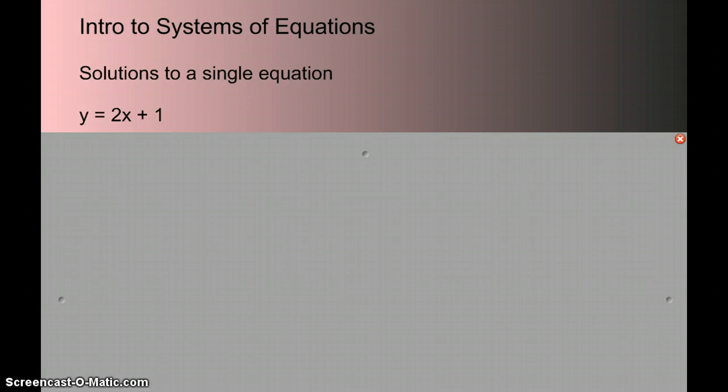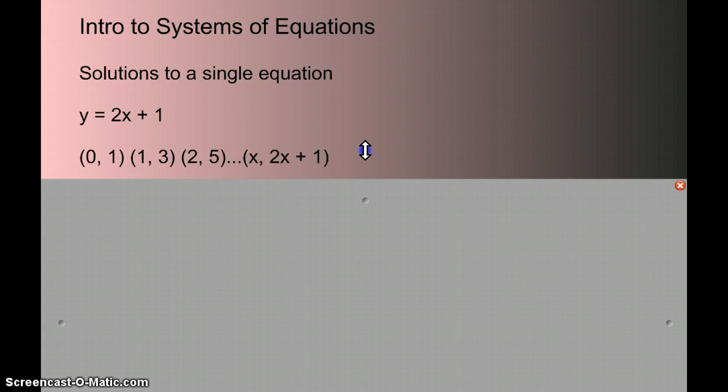So to introduce that concept of systems of equations, we need to start by reviewing what it means to be a solution to a single equation. An equation like y equals 2x plus 1, in order to find solutions to that, we started by plugging in numbers for x and getting outputs for y. We did our input outputs, our tables, and those types of things. And we came up with solutions such as this.